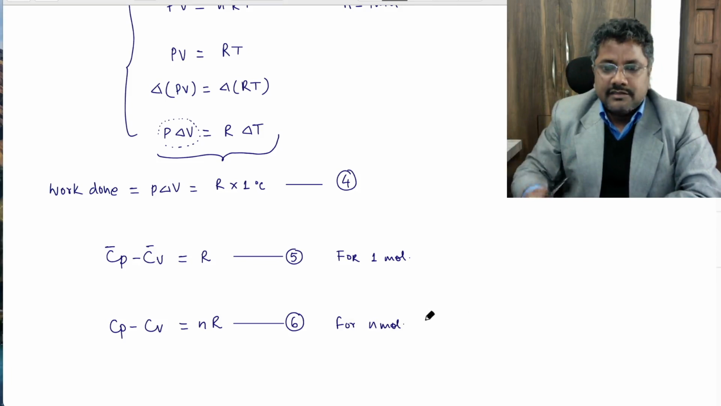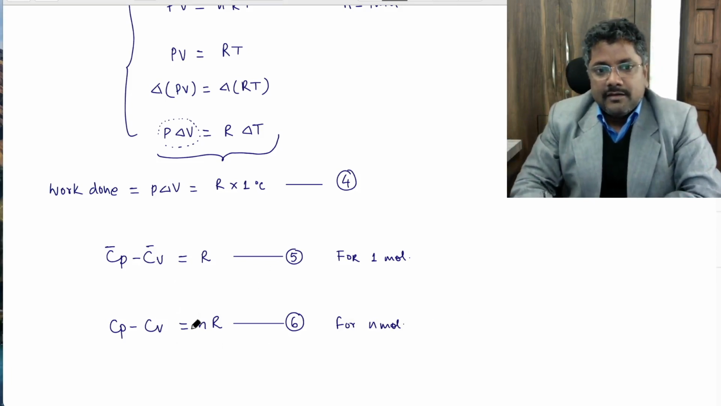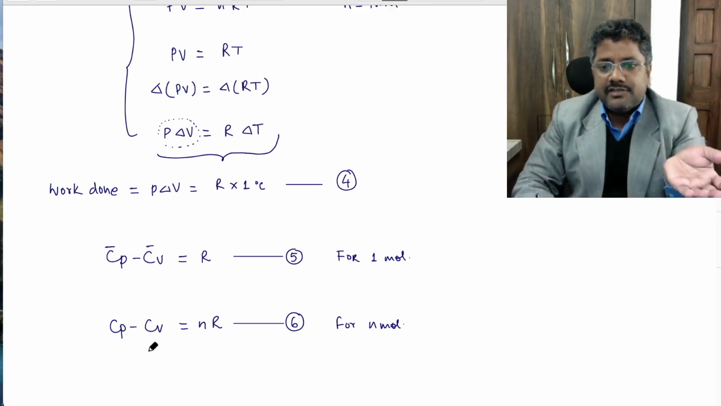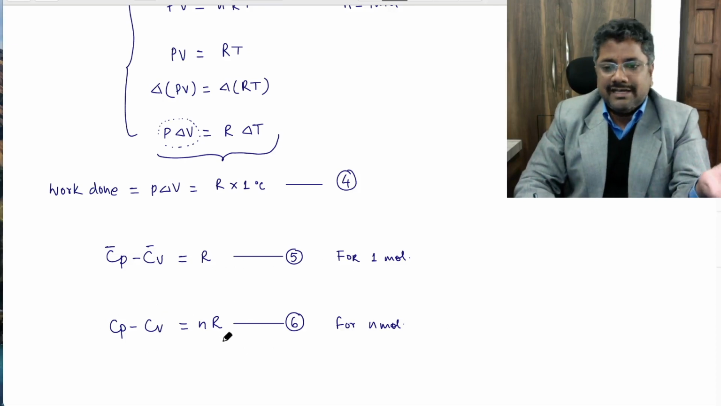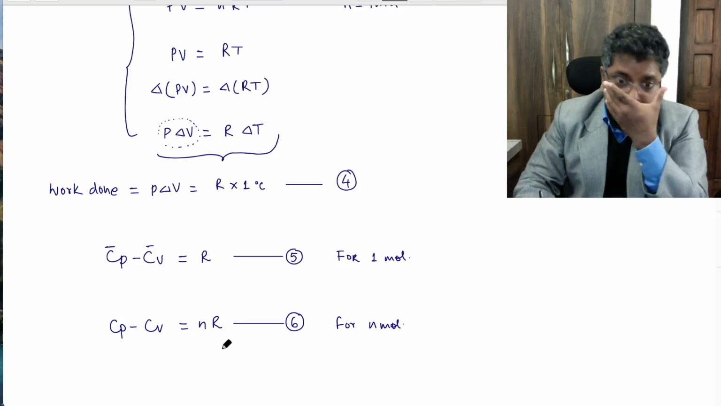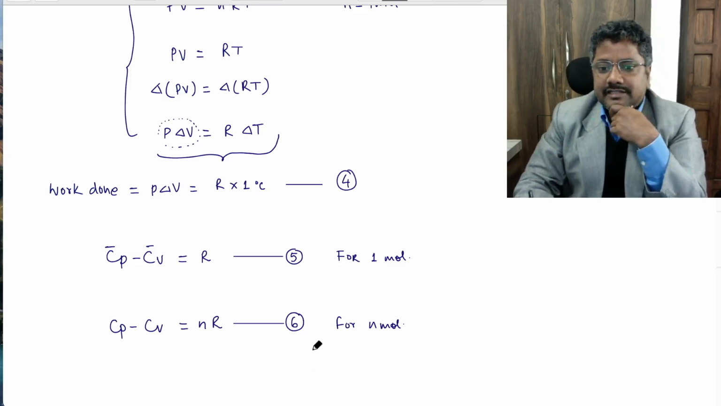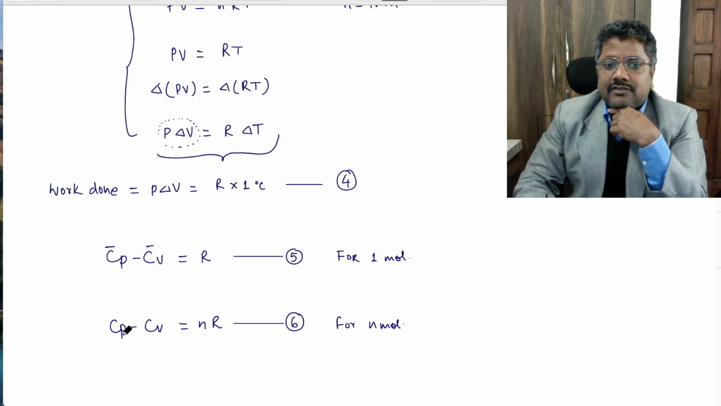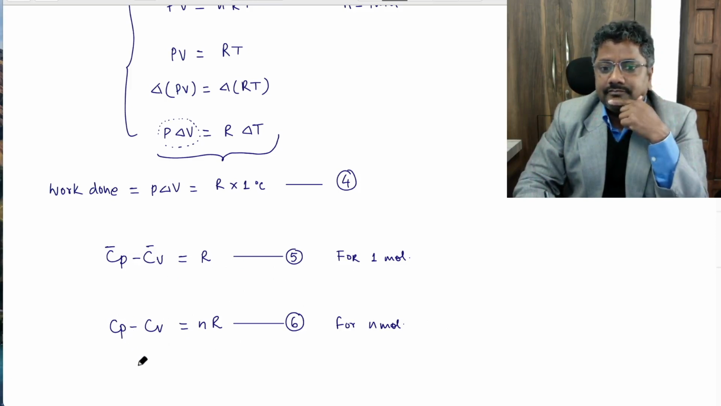Suppose now this Cp is the specific heat for n moles, and Cv for n moles, so here you have to put nR. And if it is asked, okay, for 1 gram of the gas, what is the relation between Cp and Cv? In that situation, you have to take Cp and Cv for 1 gram.